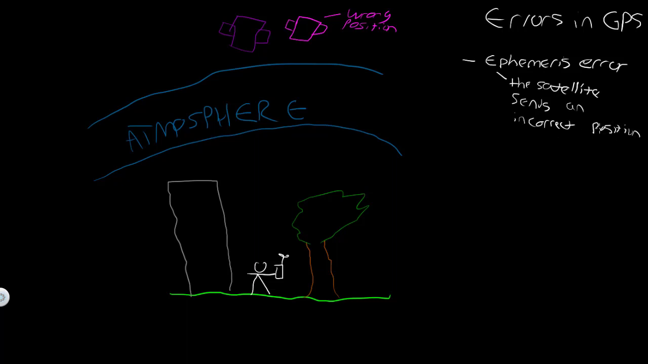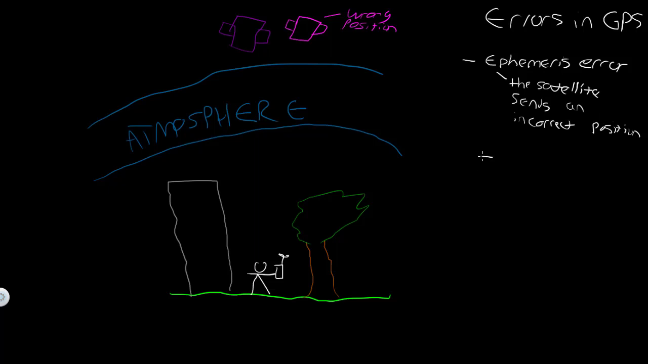Right? And you can imagine if we go back to that concept of trilateration, where if the center of the circle is wrong, that's going to throw off the entire calculation, because even if the distance itself is correct, that starting point is going to be wrong, which is going to completely throw off our calculation here. So ephemeris errors are errors where the satellite, when it sends the signal, sends the wrong position. So we're actually starting from the wrong place.